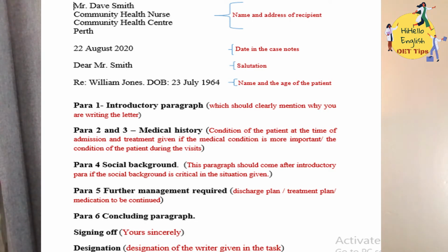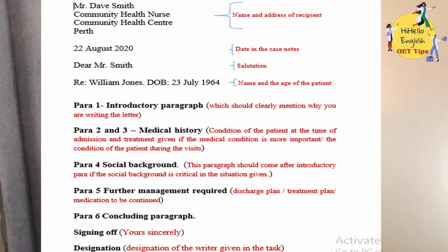Leave a line after each paragraph. Otherwise, it is difficult to differentiate between the paragraphs. Paragraphs 2 and 3 should contain the medical history, that is the condition of the patient at the time of admission and the treatment given under your care, or if it is a clinic visit or a home visit, these paragraphs should deal with the condition of the patient during the visits.